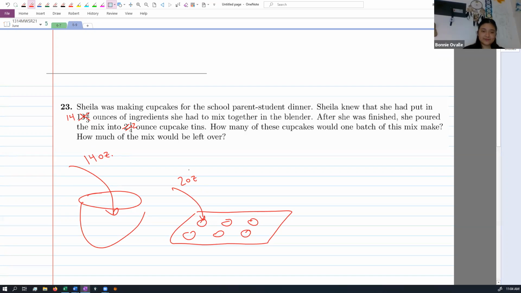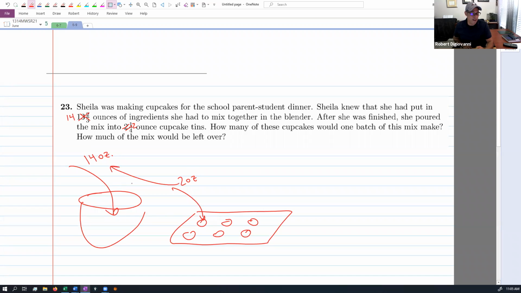Yes, I see it now. So what would it be? What is the operation? Division. Division, right? It's how many times can that go into that? So you'd be doing 14 divided by 2, right? And that would be 7. So she could make 7 cupcakes.